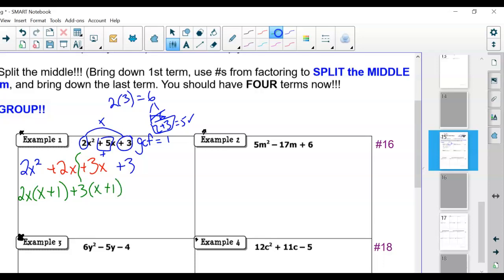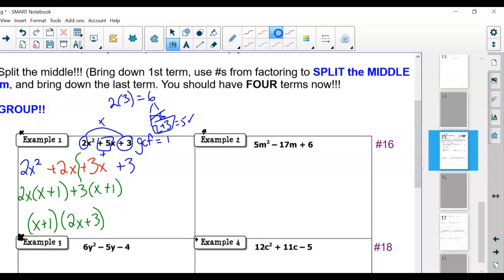Remember that when you are factoring this way, your insides need to be the same. And in this case, they are. If your insides are the same, that becomes one of your factors, and everything on the outside becomes your second factor. So the two factors that multiply to be that polynomial are x plus 1 and 2x plus 3.